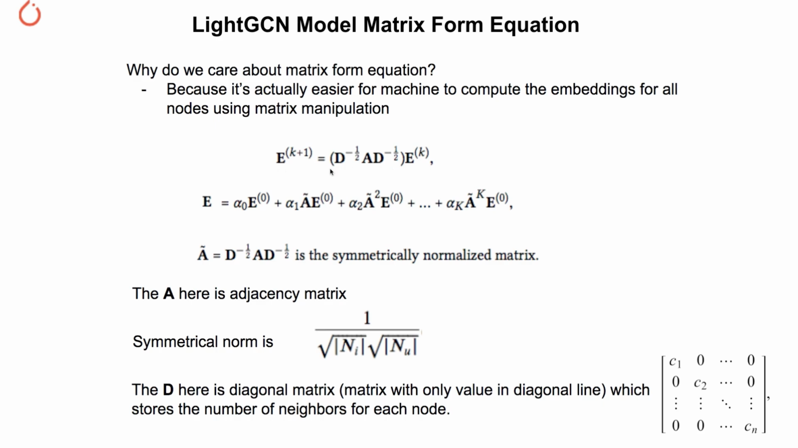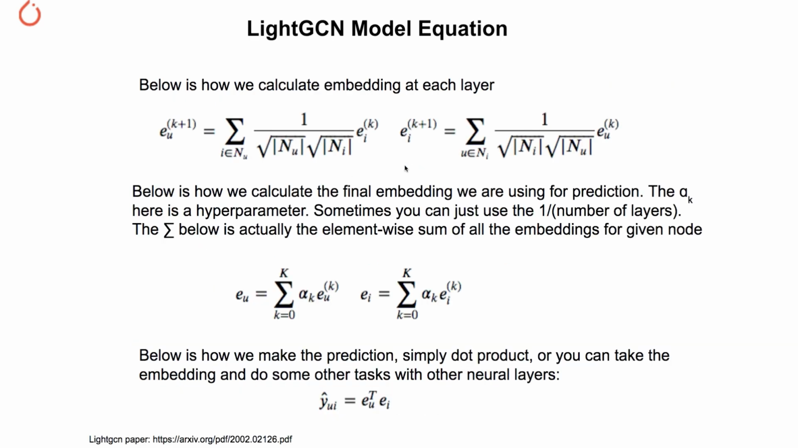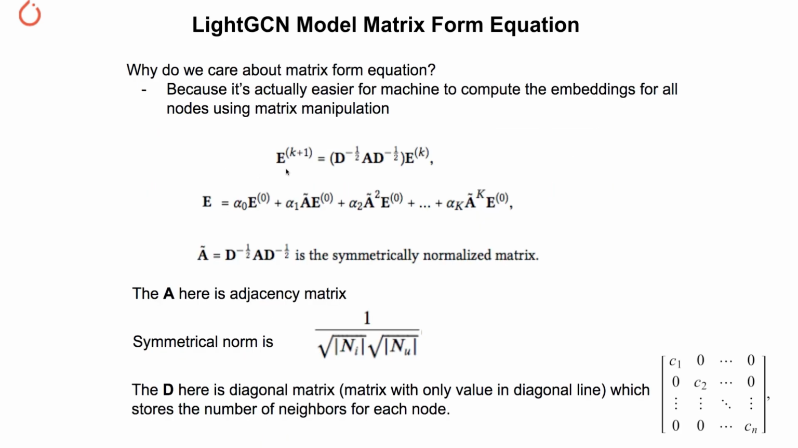So this is similar. This E^(k+1) and this term, and then E^(k) is exactly the same as here, except for A here means adjacency matrix. So, but it's basically the same. So A means adjacency matrix, and then D here is a diagonal matrix that has information of node degree, or the number of neighbors of each node.